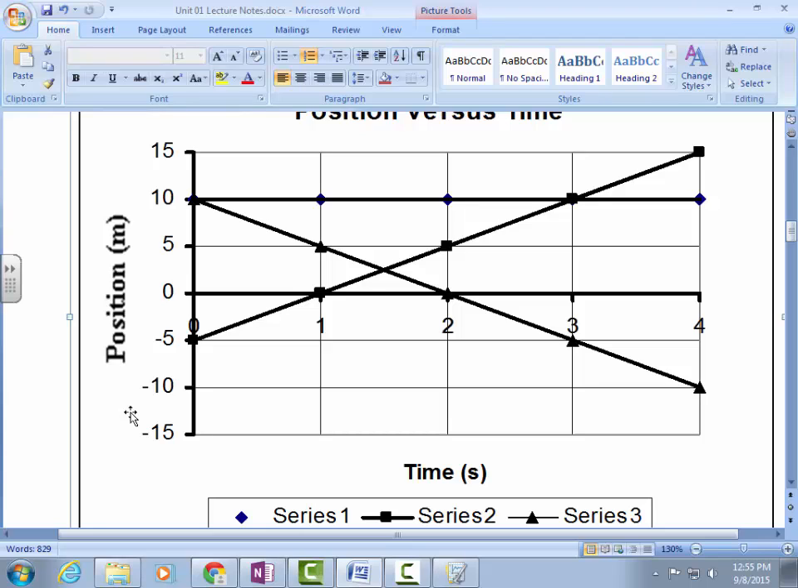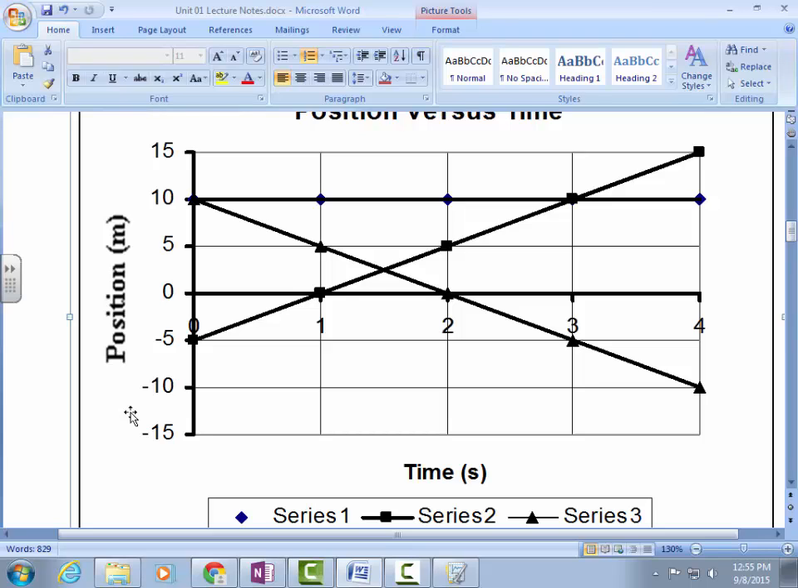Then let's say the square. What's the change in position of the square? I would do overall. Why not? So it starts off at -5, and it ends off at 15. So you have 15 minus -5 over what period in time? 4 seconds. So this is 20 over 4, which is 5 meters per second.